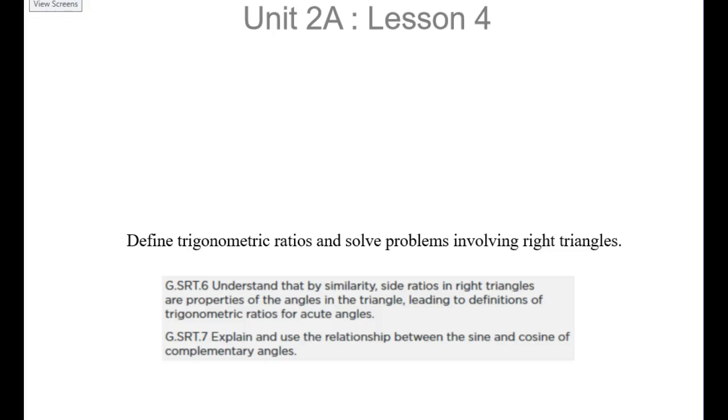Unit 2A, Lesson 4. In this unit, we're going to talk about two standards. The first one: understand that by similarity, side ratios in right triangles are properties of the angles in the triangle, leading to definitions of trigonometric ratios for acute angles. The second standard is: explain and use the relationship between the sine and cosine of complementary angles.